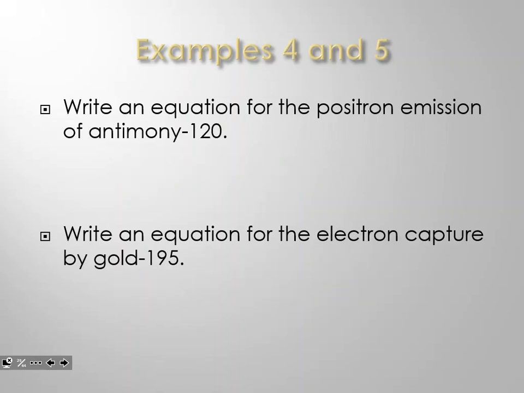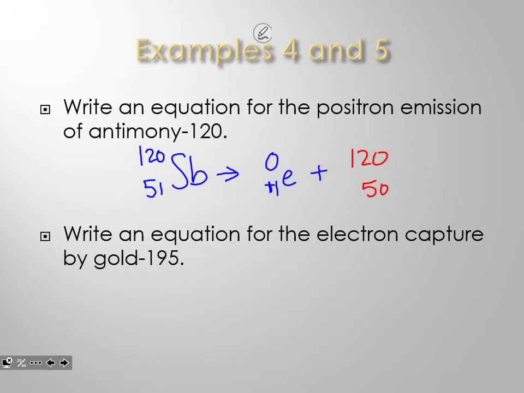Try this one for positron emission of antimony. Antimony 120. Antimony is what atomic number? 51. And it's positron emission, so we're going to give off the positive version of the electron, the positron. So now looking at the numbers, what should be up top here? 120, and what should be below here? 50, good, because 50 plus 51 gives me antimony. And 50 is tin, right? Sn. Correct?